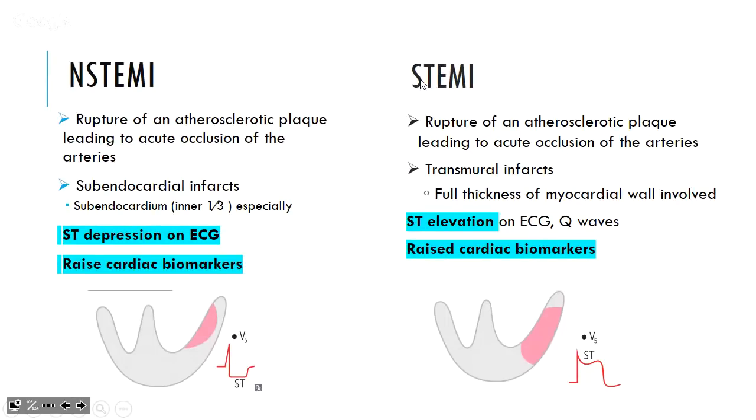For STEMI, it's ST elevated myocardial infarction. So obviously there'll be ST elevation. This one is pretty much full occlusion of the artery. You'll get transmural infarction, so the entire thickness of the cardiac wall will be dead. So all of that is dead. So you'll get raised troponin and ST elevation on ECG.